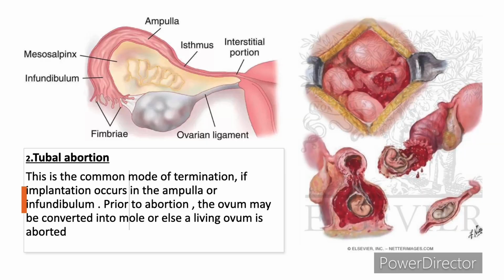Next way of termination is tubal abortion. This is the common mode of termination if implantation occurs in the ampulla or in the infundibulum. Prior to abortion, the ovum may be converted into a mole, or else a living ovum is aborted as tubal abortion.